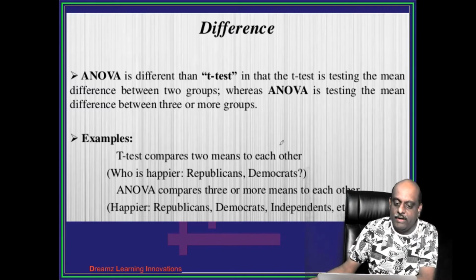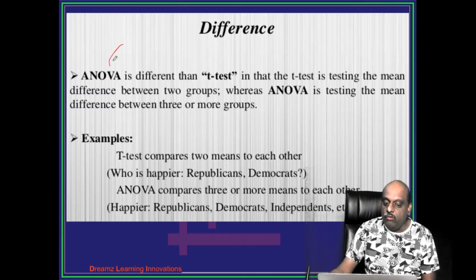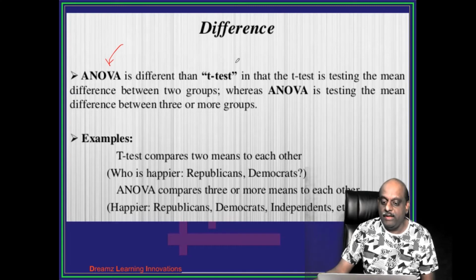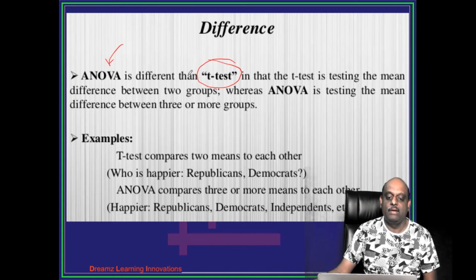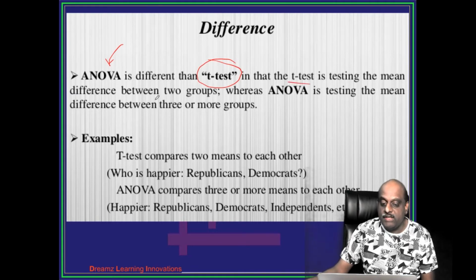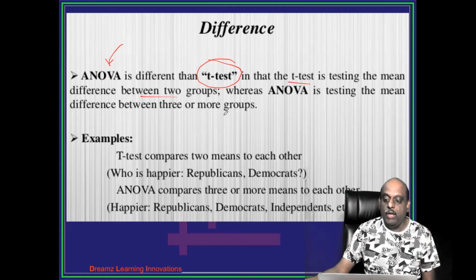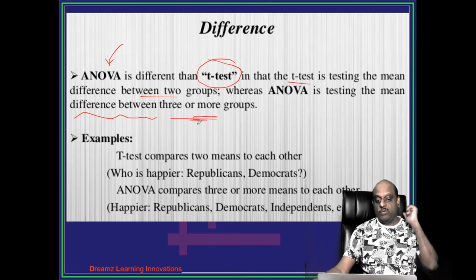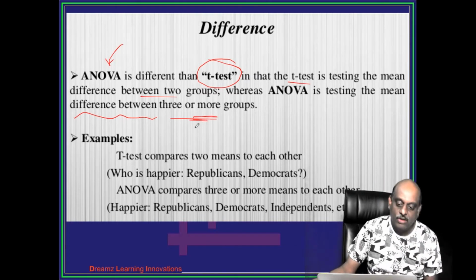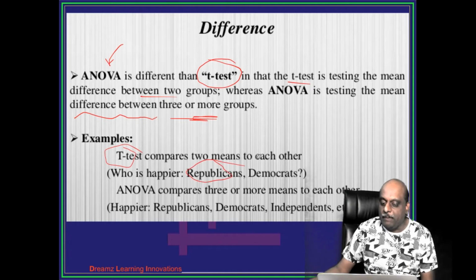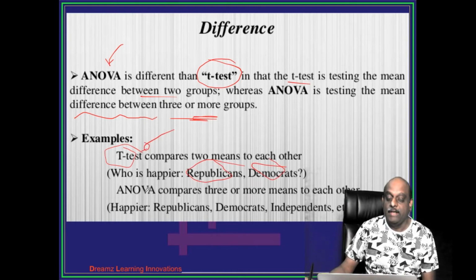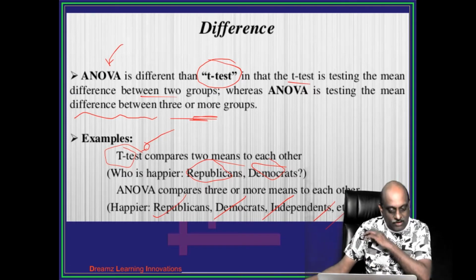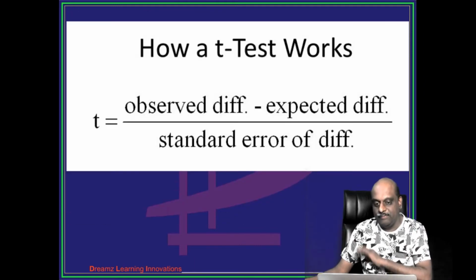Very good. Gagan Kuber rightly says, ANOVA is similar to T-test. Only thing is, T-test is testing between two groups. ANOVA is testing the mean difference between three or more groups. That is what you need to remember. So for example, you are comparing between Republicans, Democrats, T-test. Republicans, Democrats, Independents, Muslims, BJP, Congressmen, all this, then ANOVA.